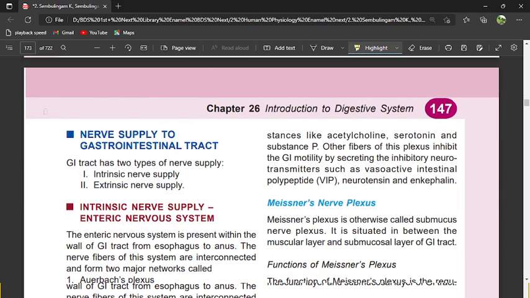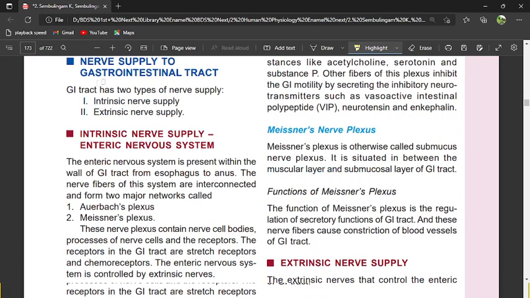There are 4 layers only. Next, let's see the nerve supply to the gastrointestinal tract. The GI tract has 2 types of nerve supply.